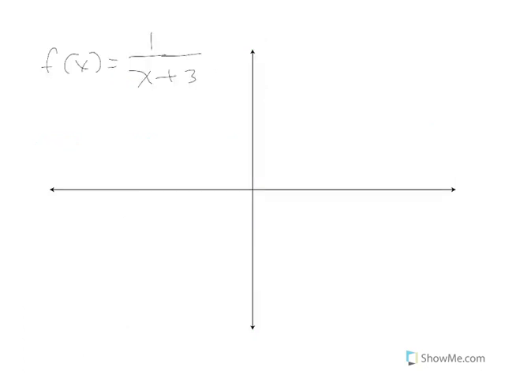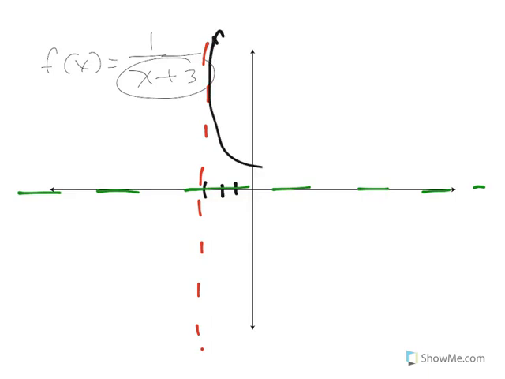If instead the plus 3 is in the denominator, well, in this case, the x plus 3 equals 0 when x is negative 3. So x equals negative 3 is going to be the vertical asymptote. But the horizontal asymptote is going to be y equals 0 because the numerator is constant, the denominator is getting bigger and bigger, so it's getting closer and closer to 0. And we're going to have something like that.